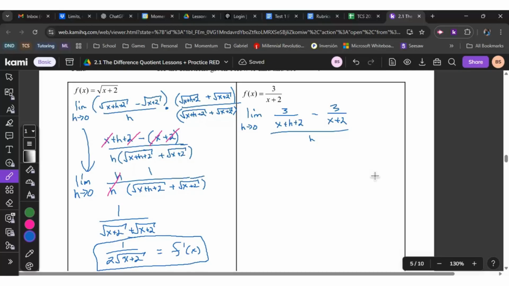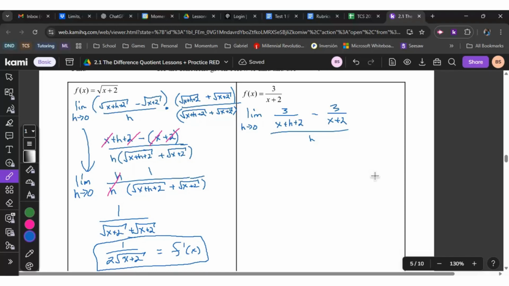Do you need help? What's up? Just asking for help. I think we're good. The numerator's ugly. How do I make it less ugly? Cross multiply, mister. Kind of. What? Yeah, so it's not really that.